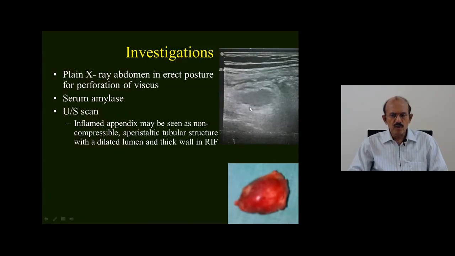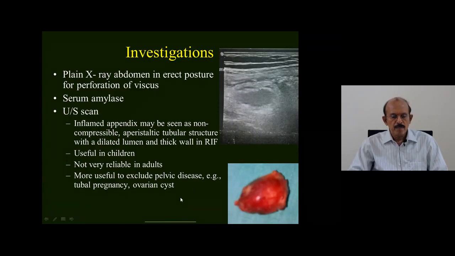And it has thickened wall with fat streaking in the mesentery. That shows edema. But though it is mentioned in the books, it is not reliable in adults, but even in adults, the ultrasound scanning done with a high resolution, with a good sonologist, you can make out appendicitis in majority of the cases. It is more useful to exclude pelvic disease like tubal pregnancy and ovarian cyst.